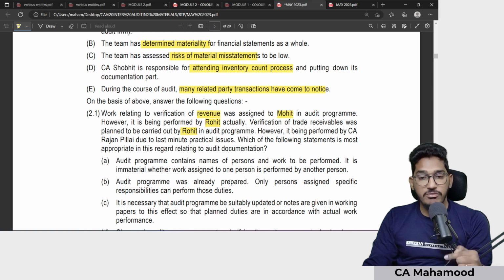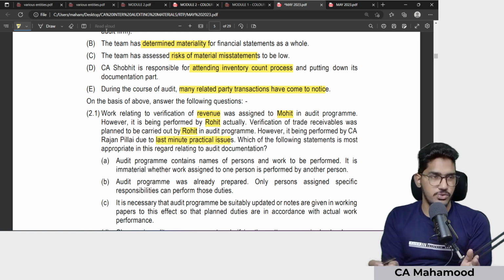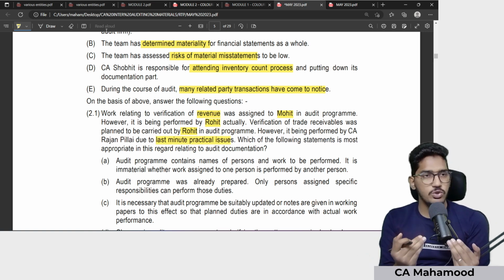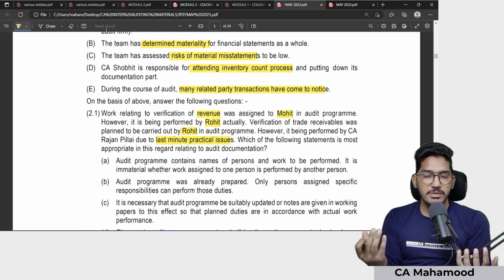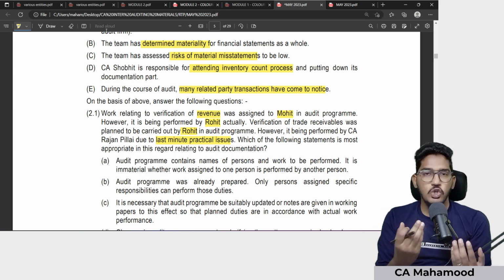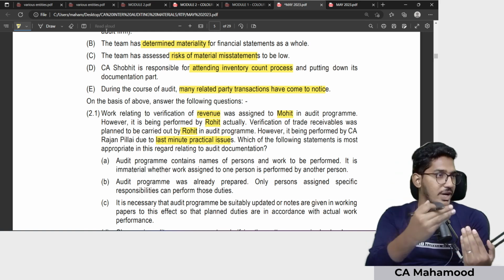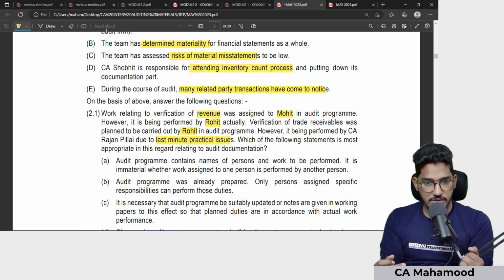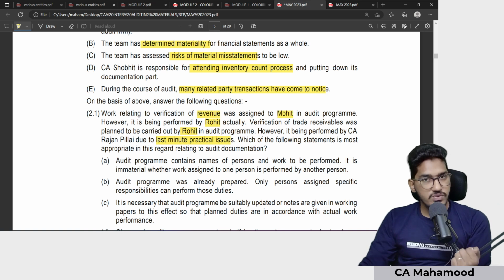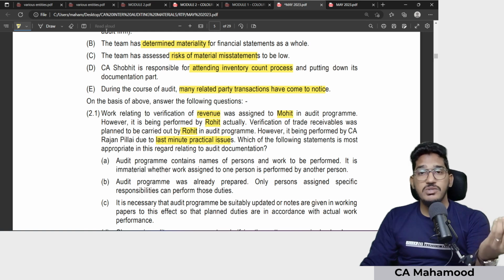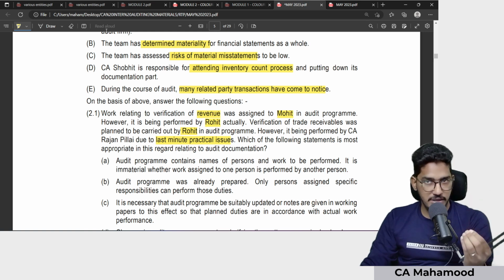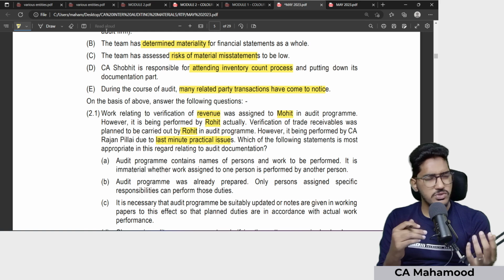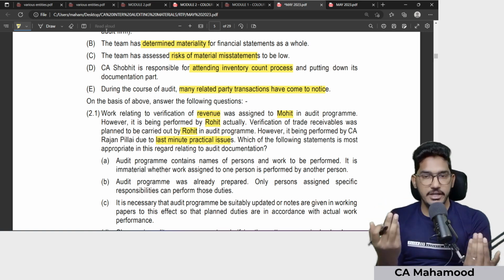Verification of trade receivables was planned to be carried out by Rohit. In the audit program, trade receivables verification was given to Rohit. However, it was performed by CA Rajan Pillai due to last minute practical issues. Sometimes things don't go as expected. So in the last minute, because of some practical issues, some work which was assigned to one person was performed by another person. Like revenue was assigned to Mohit, but it was verified by Rohit. Trade receivables was assigned to Rohit, but it was verified by engagement partner CA Rajan Pillai. So because of last minute practical issues, work was divided.